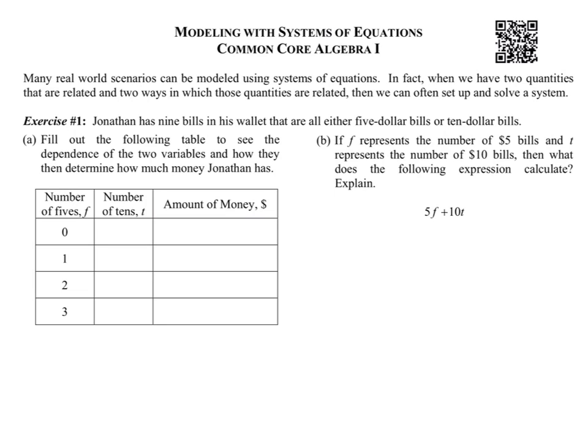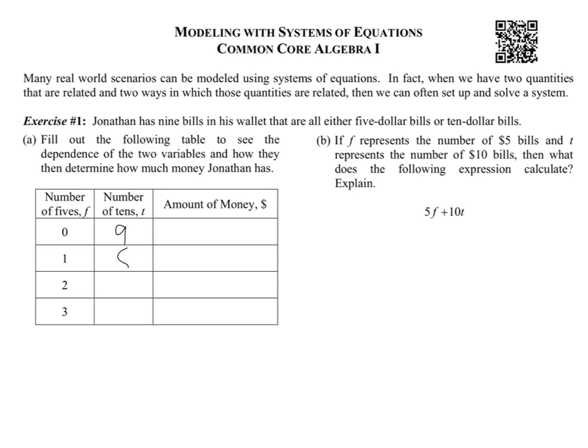So Jonathan has 9 bills in his wallet that are all either $5 bills or $10 bills. Fill out the table to see the dependence of the two variables and how they then determine how much money Jonathan has. So we know that he has 9 bills total. So if he has 9 bills total and 0 are 5s, then there are 9 10s.